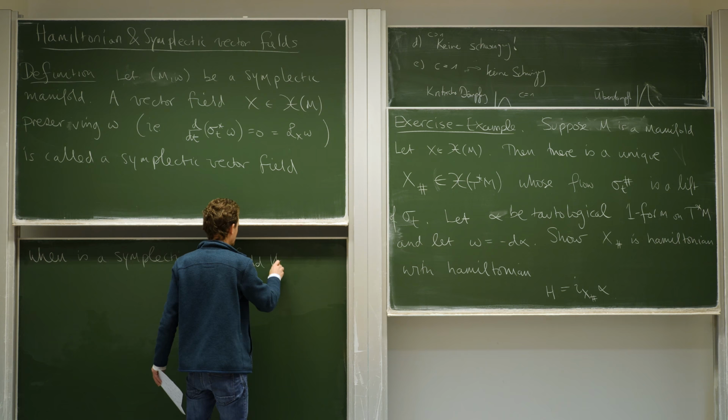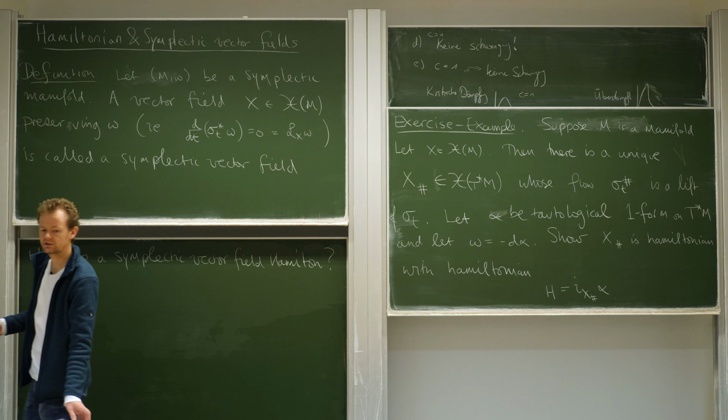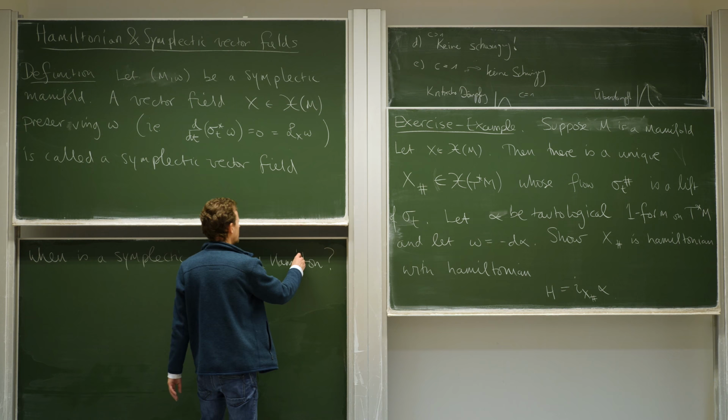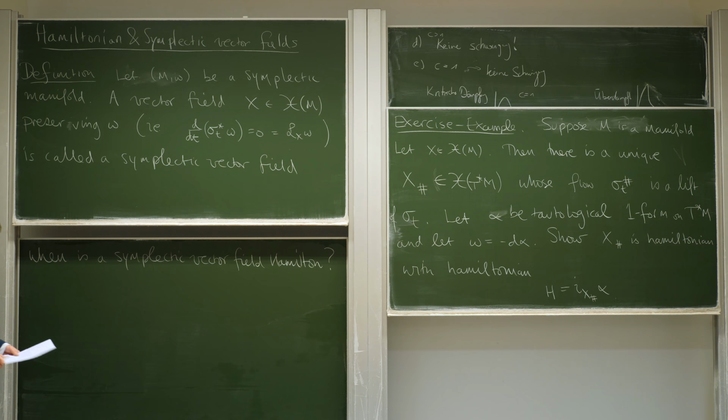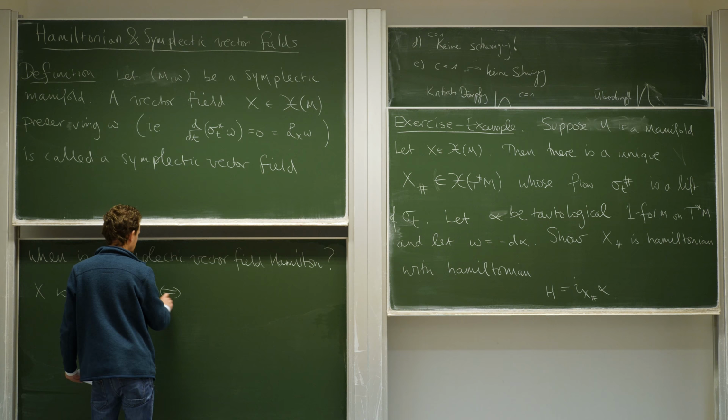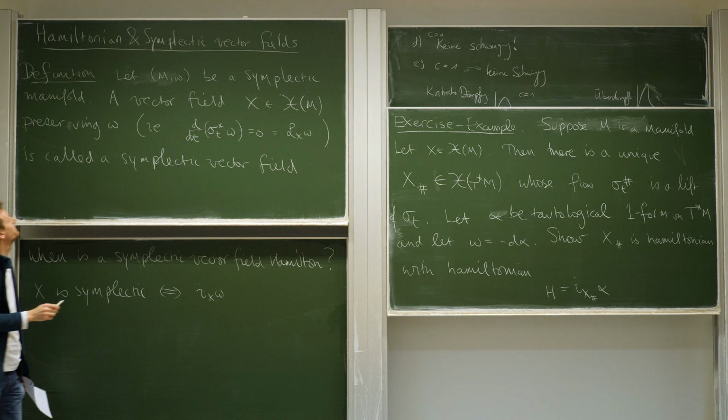So let's ask the question, when is a symplectic vector field Hamiltonian? It's clear the other way around, because the Lie derivative of the symplectic two form with respect to a Hamiltonian vector field is zero. But maybe these two things are the same. Well, what does it mean to be symplectic as a vector field? If you look at the characterization that we have up here, it turns out that X is symplectic if the internal product of omega with respect to X is closed.